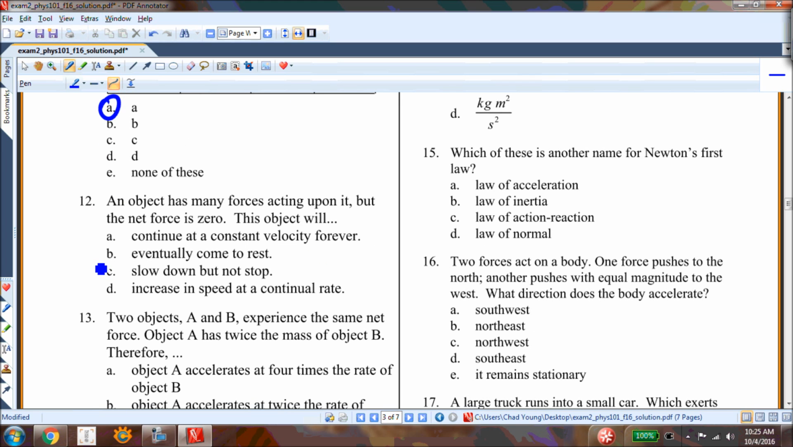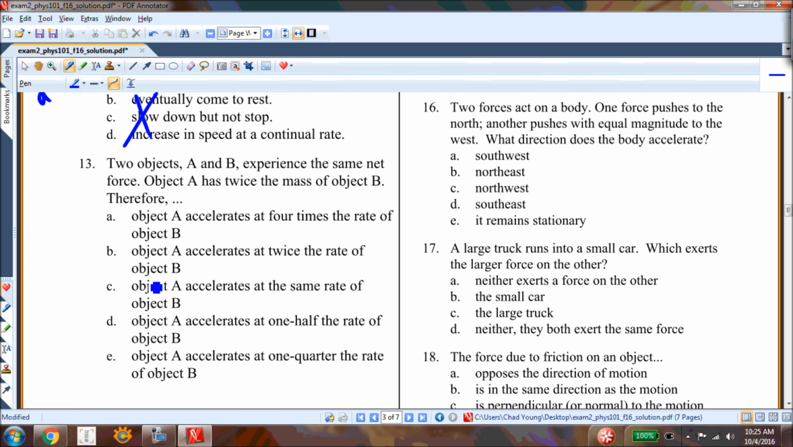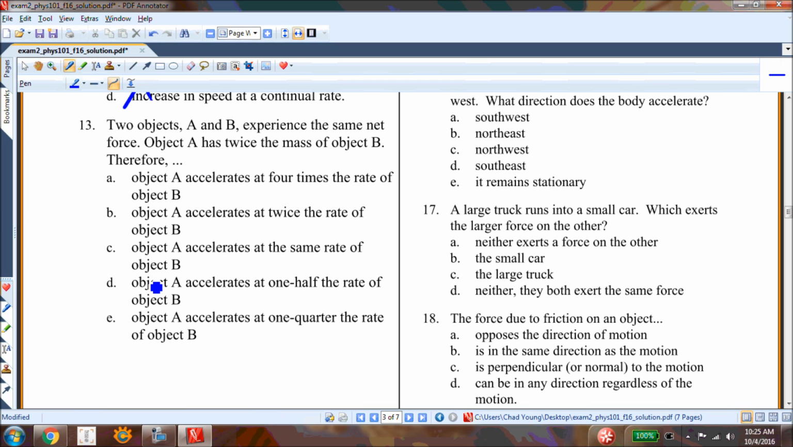If an object has many forces on it, but the net force is 0, then the object will continue at constant velocity forever. If the net force is 0, that means that the acceleration is 0. It means the velocity is not changing. So it will continue at a constant velocity forever. None of these others. Two objects A and B experience the same net force. Object A has twice the mass of object B. Therefore, which of these? Well, object A, if it has twice the mass, is going to accelerate at a slower rate. F equals ma. So if I have twice the mass, I'm going to have half the acceleration. So object A will accelerate at 1/2 the rate.